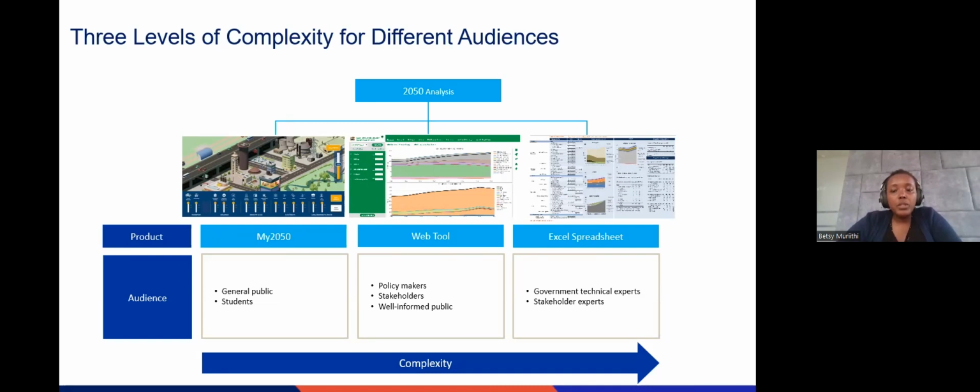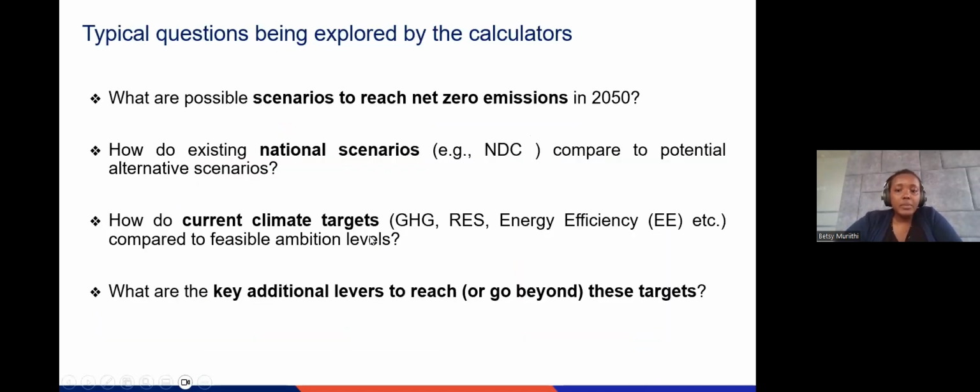The web tool is the front-end version of the Excel spreadsheet. So can be used by policymakers, stakeholders, and well-informed public. And then much deeper, with much more complexity, we have the Excel spreadsheet that now models the different requirements, and that can be used by technical experts and stakeholder experts. So as you move up, you have higher complexity, but also just depends on the time you have to interact with the tool itself. So what are the typical questions being explored by the calculators?